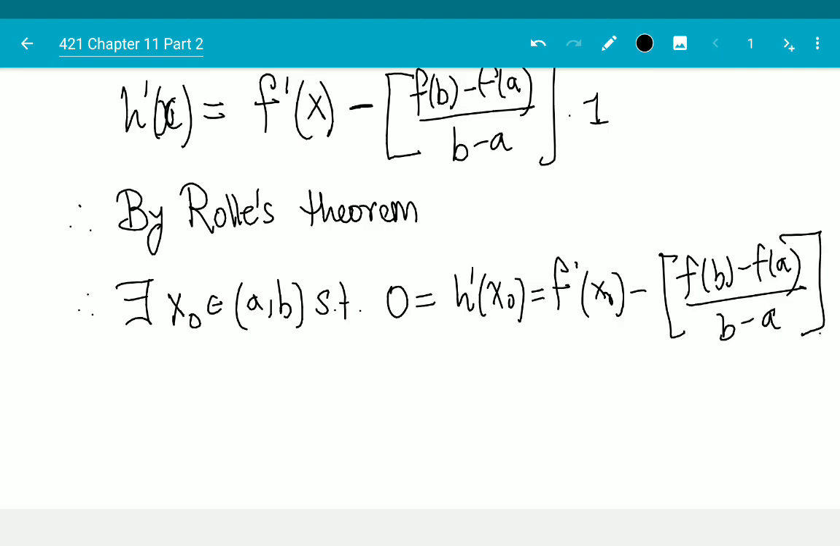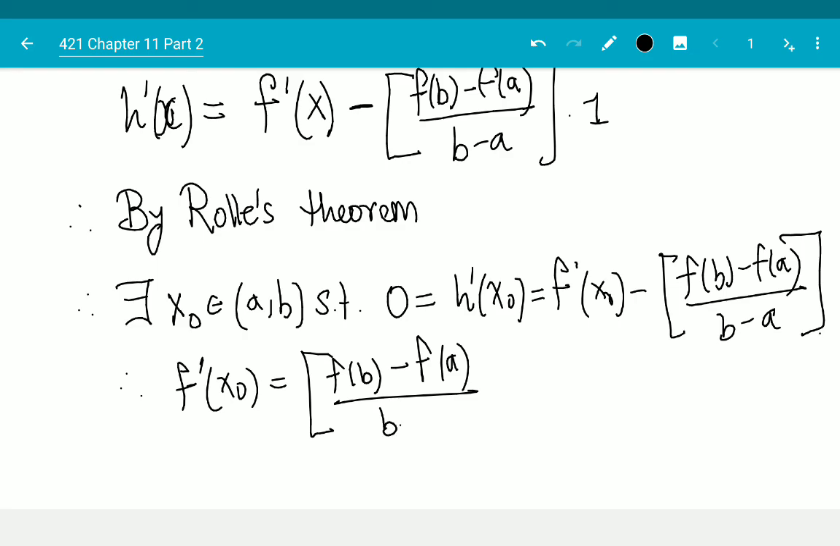Okay, and so therefore I get that 0 is equal to f prime of x naught minus f of b minus f of a over b minus a. Therefore f prime of x naught is equal to f of b minus f of a over b minus a. And that concludes my proof of the mean value theorem. Okay, so let's stop here for this video.